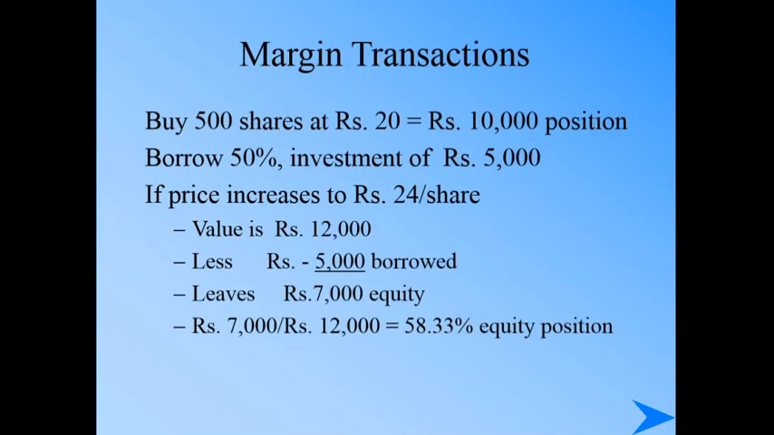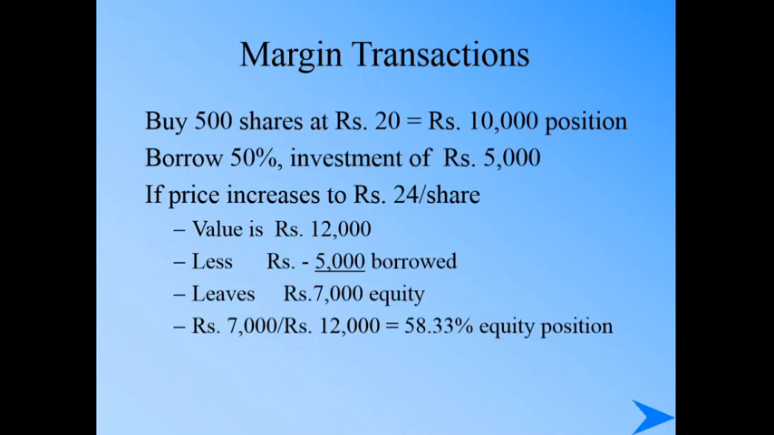Now if the price increases to 24, 500 multiplied by 24, the current value of these stocks is 12,000. Out of this, 5,000 was the borrowing. So if you subtract 5,000 from 12,000, you will get 7,000. So 7,000 is your equity.